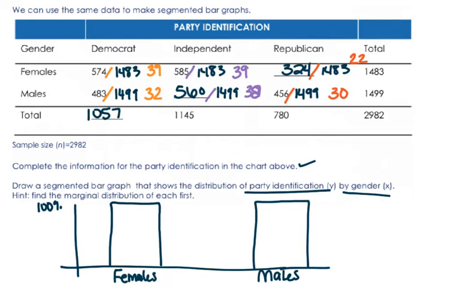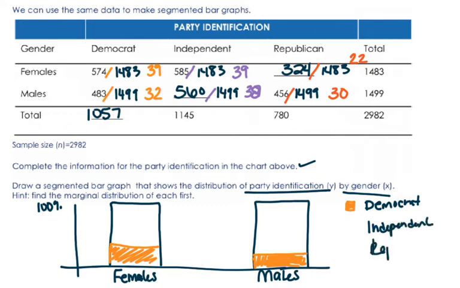So now you would use your colors. So like 39% of females is going to be orange. And then about 32% of males is going to be orange. So remember, orange denotes Democrats. So then you would have like a little key over here. Orange for Democrat. And then we got independent. And we got Republican.